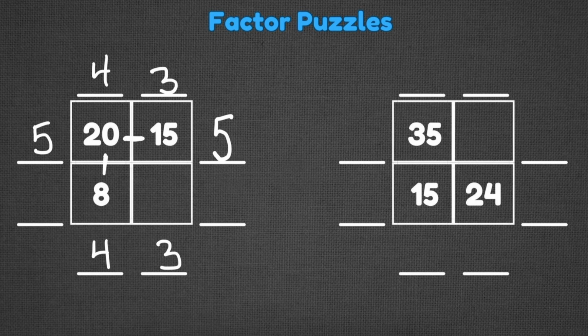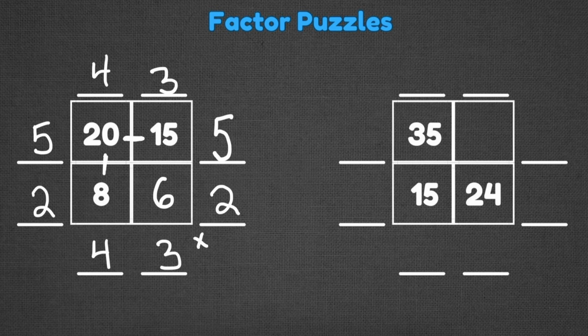Then we can look at the bottom left and we see that 4 times something gets us 8. It's 2. The number goes on the left and the number goes on the right. And then this is where we get to fill in the last piece of the puzzle. 3 times 2 gets us our last multiple of 6. Let's move over to the other factor puzzle.